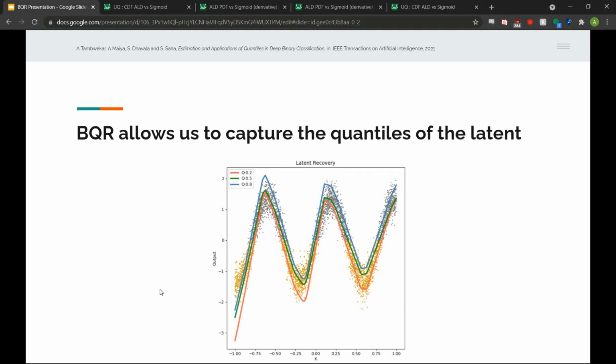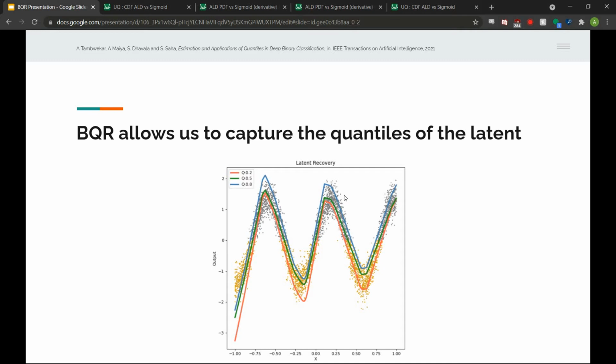And in this example here, the image that you see on your screen, we have a neural network that was trained on some data points, and these data points were generated using a sine curve. The points in yellow are class 0, the points in gray are class 1. Our neural network knows nothing about the underlying distribution that we used to generate these points. All it knows is the x value and the corresponding class label.